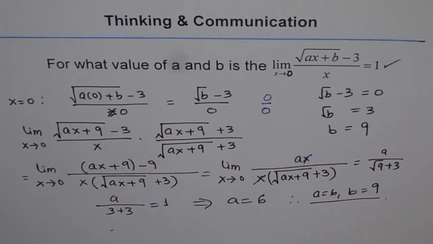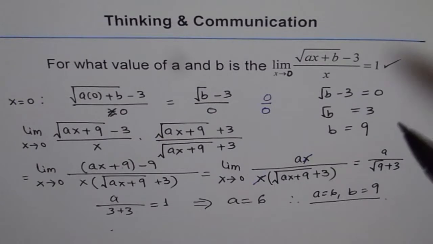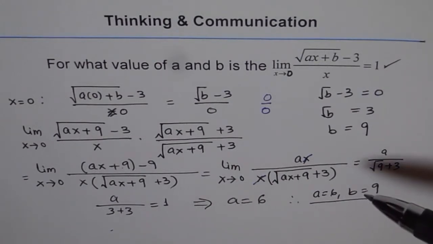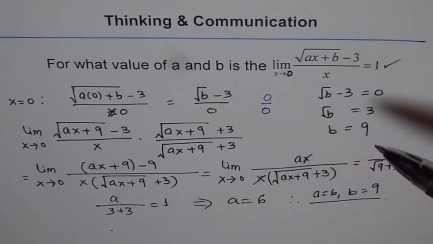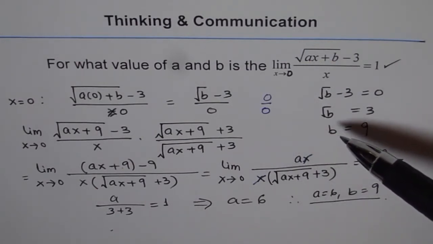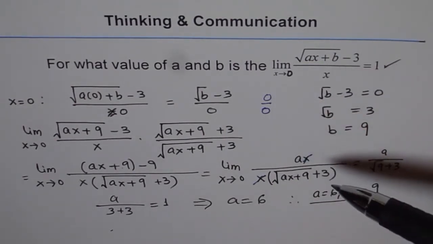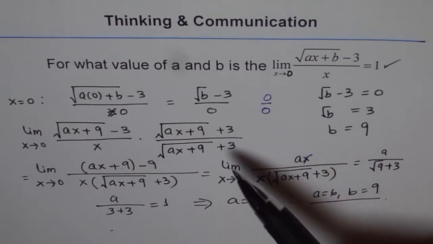So this is a very interesting problem, and I hope you understand the concept here. The concept is that such a function can have a limit only if we have 0 over 0 form, correct? If you have 1 over 0 or something over 0, then that is not defined, and therefore we can't have any limit. But if it is an indeterminate form, then we can use factoring or rationalization techniques to find the limit, as we did here. So the first part, to bring it to 0 over 0, gave us the answer for b, which was 9, and then we found the limit and equated that to the given limit.